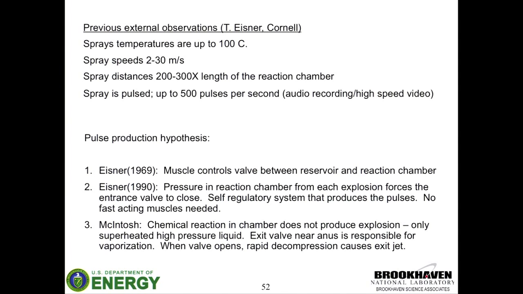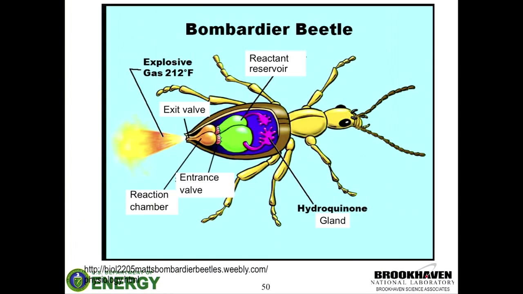The question is, how do they make these pulses? And there are actually three theories. Going back to this picture, one is that this entrance valve opens and closes 500 times a second, right? Very fast. So that's the first theory. The second theory is that this entrance valve has a mechanism where, at every explosion in the reaction chamber, it forces itself closed.